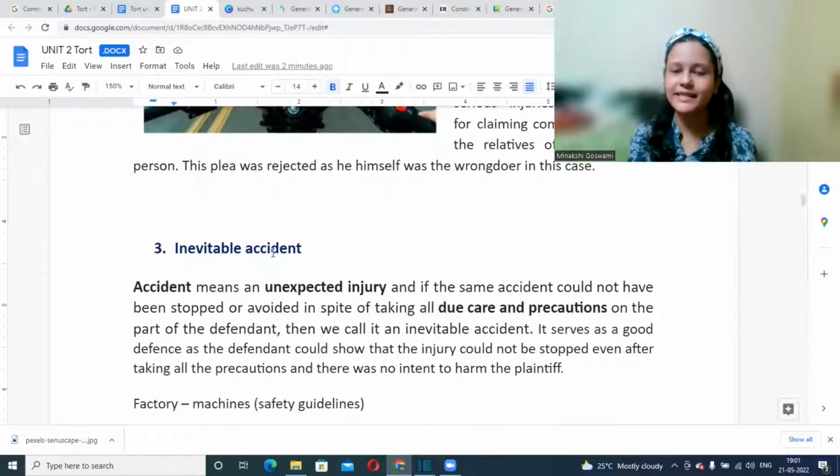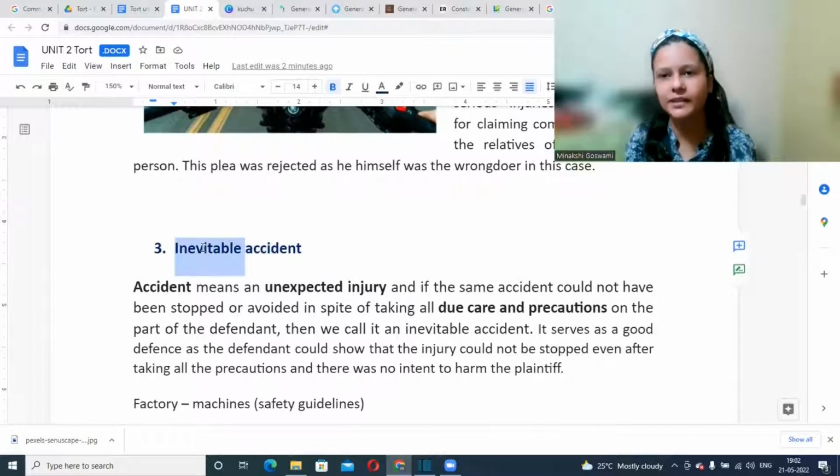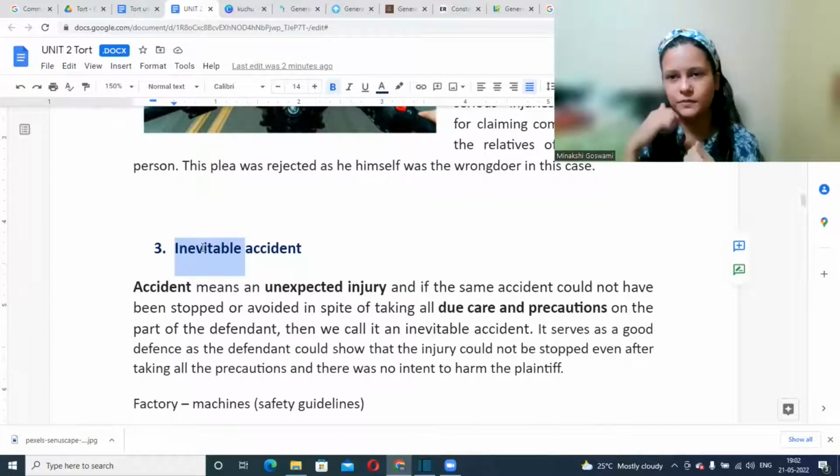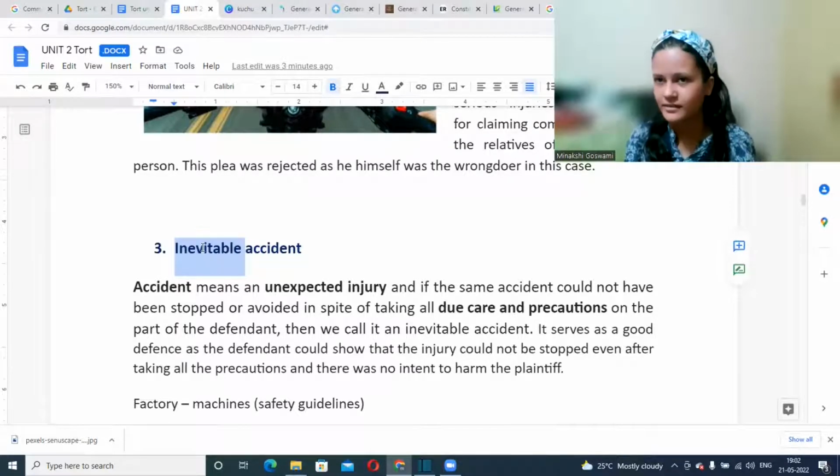Next one we have is inevitable accident. Now, accident is different, inevitable accident is different. In general we also say, okay, there was an accident that I saw. When I say accident, it might be the driver was drunk, or not driving carefully, or speaking on the phone. It might happen that because of carelessness, the accident took place, maybe because he was not following the traffic rules.